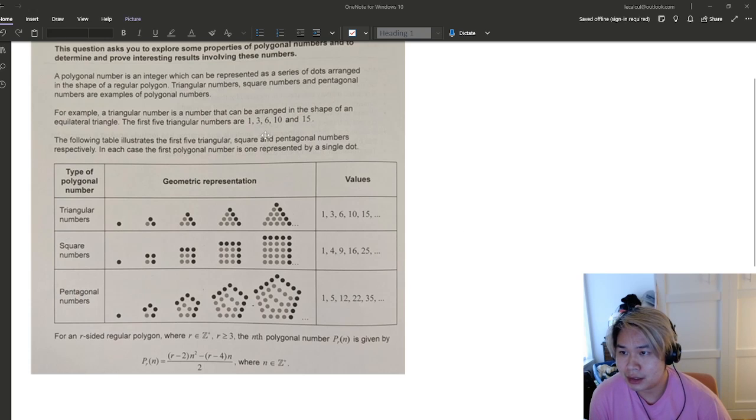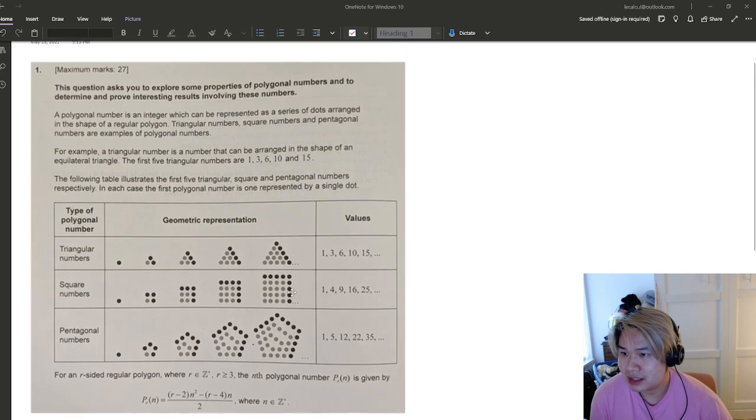A polygonal number can be represented as dots arranged in the shape of a regular polygon. So you have numbers, and if you had the amount of dots that number was, then it could make a regular shape. For example, these are triangular numbers because you can arrange them into a regular triangle. And then these are square numbers. These are pentagonal ones.